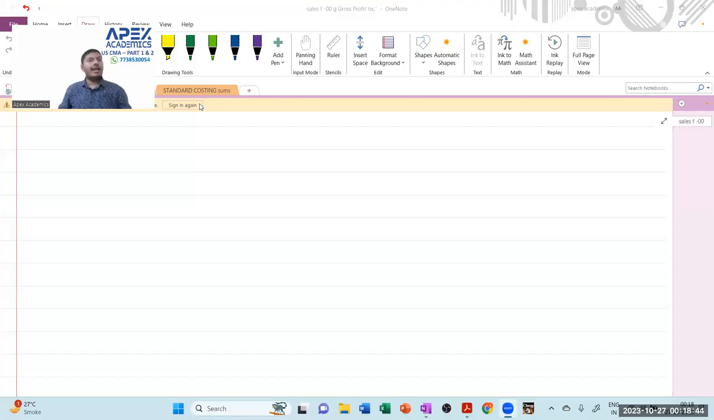Now we continue our discussion, and we take it towards material mix and material yield variance. Now, the first thing is, why do we need a mix variance? Why do we need a yield variance? So first, let us understand why it is that we need a material mix variance. Let's get into that concept first. Now, what is material mix? First of all, let us understand that concept.